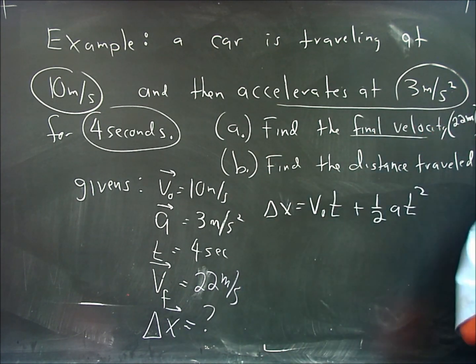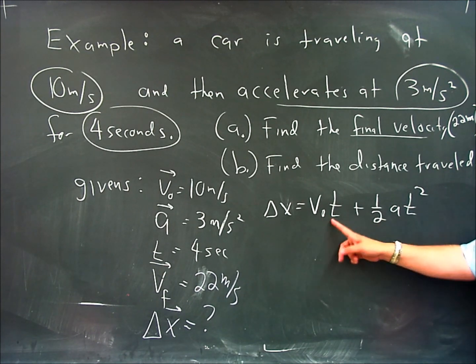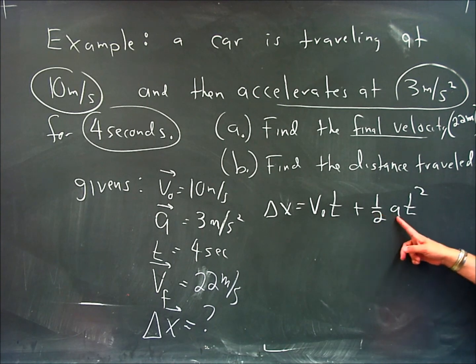That's one of our 4 formulas of constant acceleration. Delta x is what we're looking for. V initial, we have it. Time, we have it. Acceleration, we have it. And time again, we have it. We can just plug in the 3 original givens.